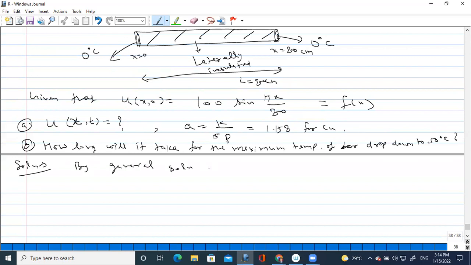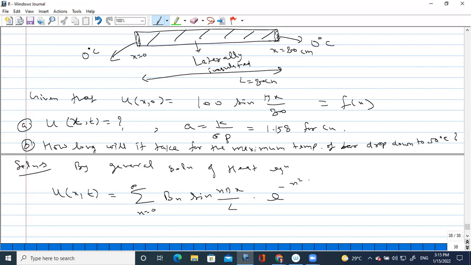General solution of the heat equation. So what is that? u(x,t) is equal to summation n equal to 0 to infinity b_n sin(n pi x by L), because a was already 0, into e to the power minus n square pi square, because lambda value also we have put, n square pi square divided by L square into a t. Okay. So this was our general formula.